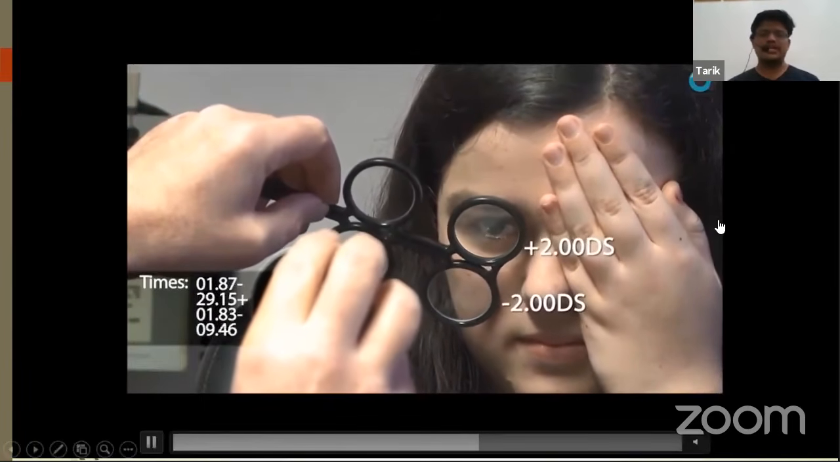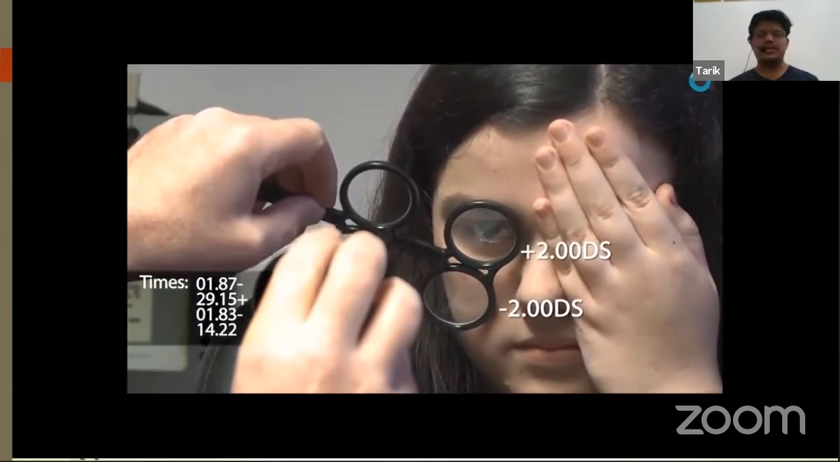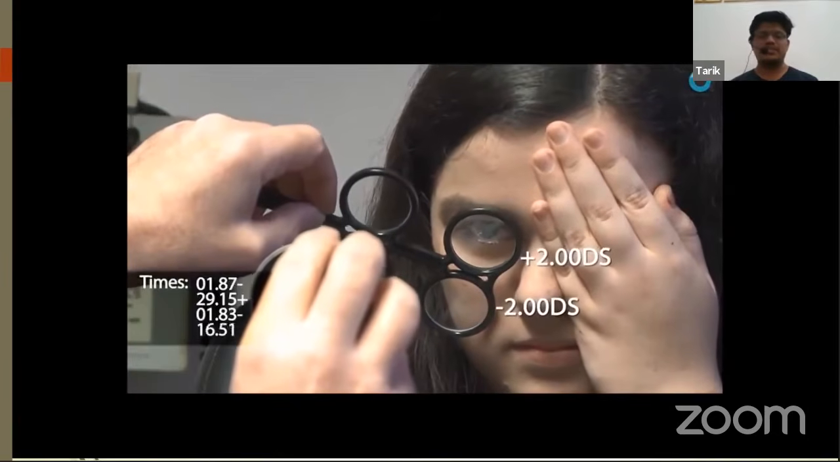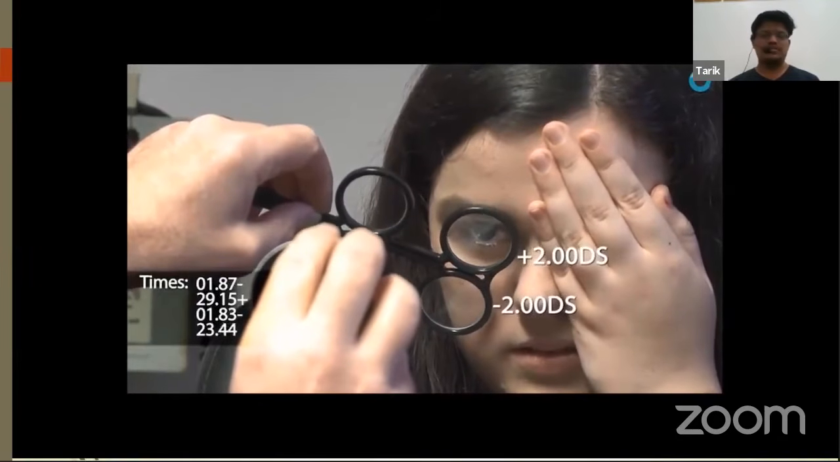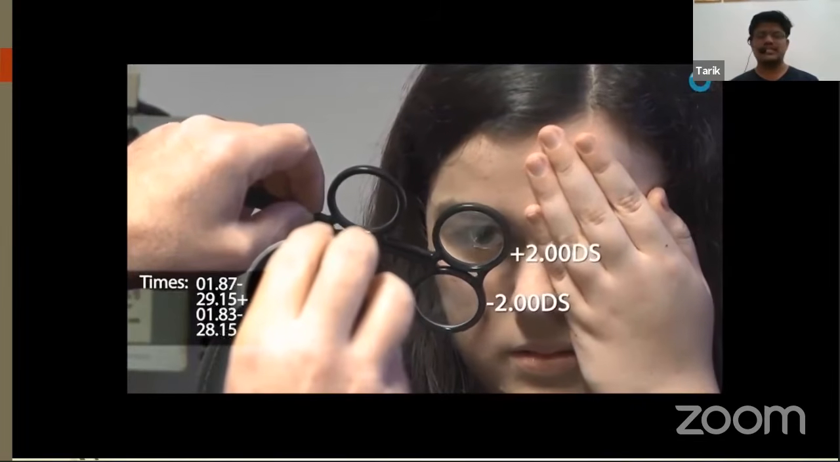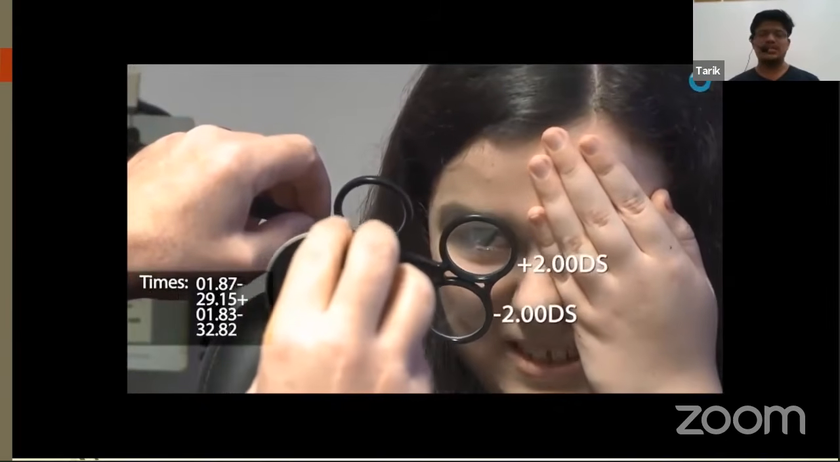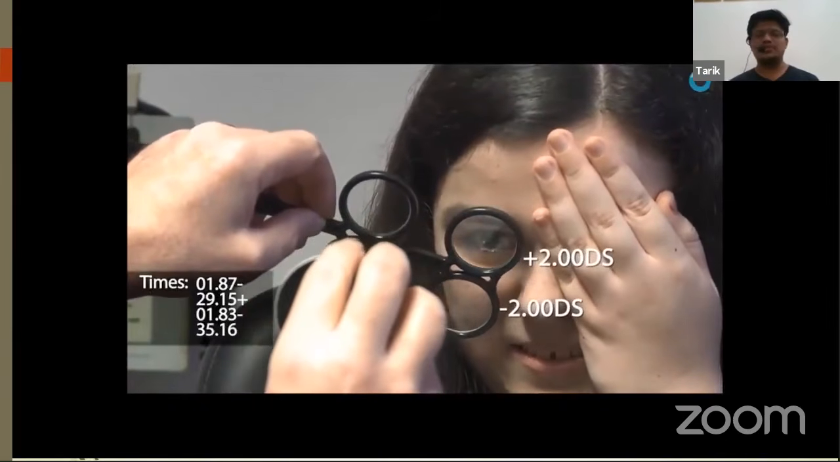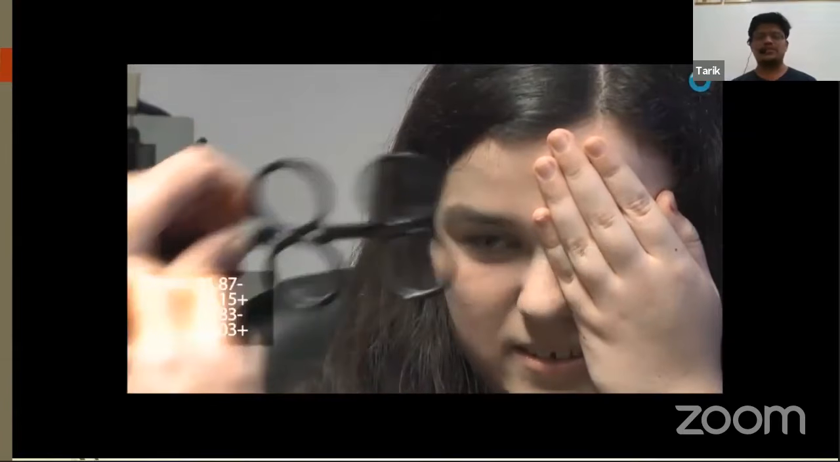You repeat the test for at least 1 minute, and then you find out how many flips were done, and you divide by 2 and you get the CPM, or the cycles per minute. So here what we have got is hardly 2 CPM. The patient is taking a lot of time. So what we will write is 2 CPM, difficulty with plus lenses. That means the patient is having difficulty with plus lenses, because the only condition here is monocular, so only accommodation is playing a part. So the patient is having accommodative excess.